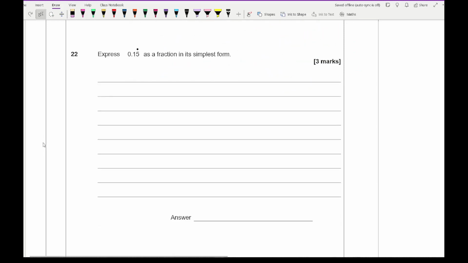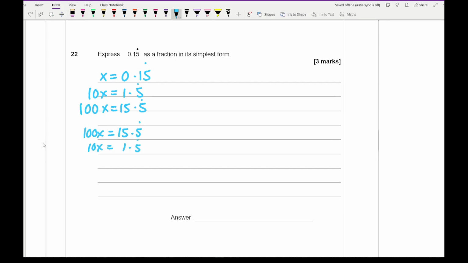For question 22, it says express 0.15 recurring as a fraction in its simplest form. So again, x equals 0.15 recurring. Then we multiply it by 10 to get 1.5 recurring, multiply it by 100, and we get 15.5 recurring. Then I take those two away, and I'm going to write it out again just so I don't have to deal with negative numbers: 10x equals 1.5. Take away the 2 lines, so I get 90x equals 14, so x equals 14 over 90, which is 7 over 45, and there is my final answer.